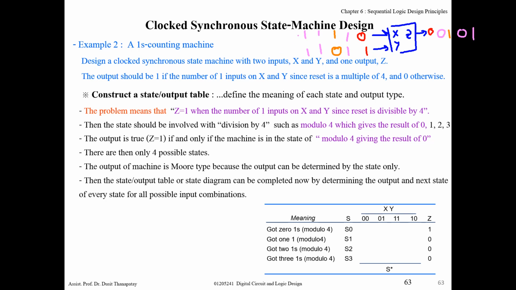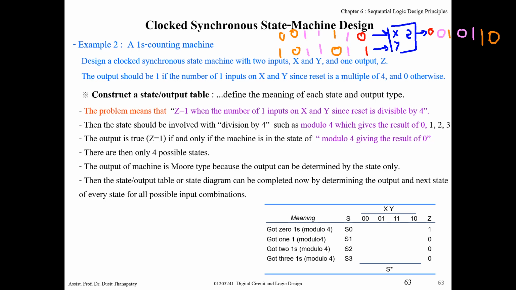If the next input is, for example, 0, 0, the total number of 1s is still 8, which is a multiple of 4, so the output is 1. If the next input is 0, 1, the total number of 1s is 9, which is not a multiple of 4, so the output is 0. And so on.